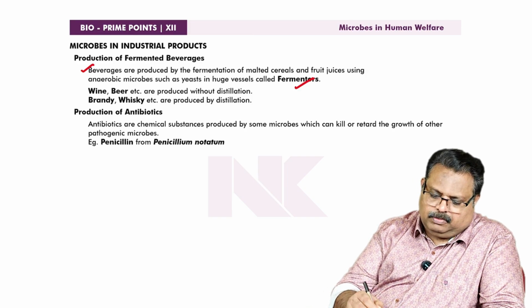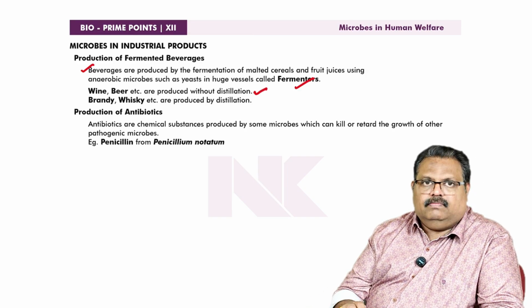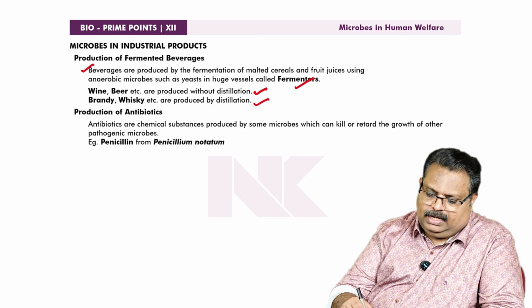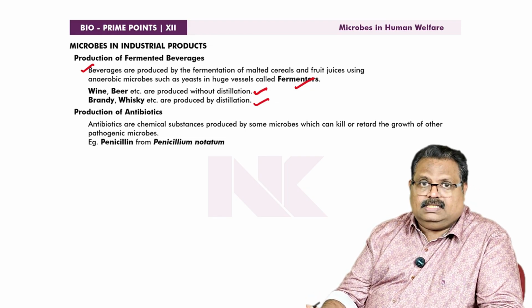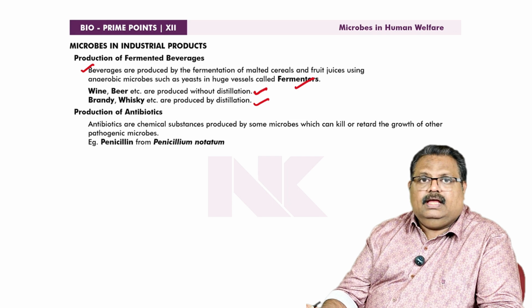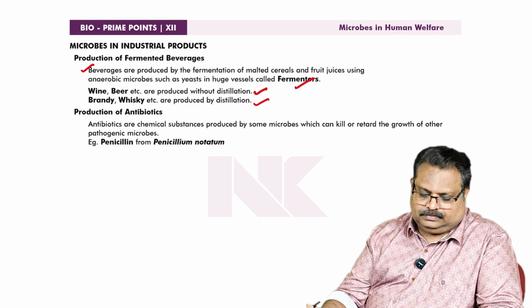Wine, beer, etc. are produced without distillation, whereas brandy, whiskey, etc. are produced by distillation. Here also the microbe used is Saccharomyces cerevisiae. That is why it is also called brewer's yeast.